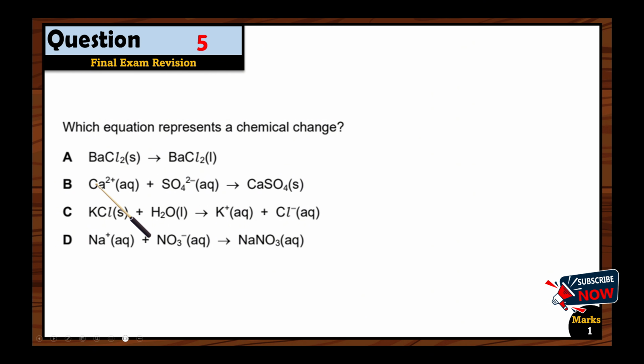Now let's see option number 2. Calcium ions are reacting with sulfate ions, and you see they were both aqueous and now it becomes a precipitate. So this reaction is actually showing a chemical change. So option B is right.